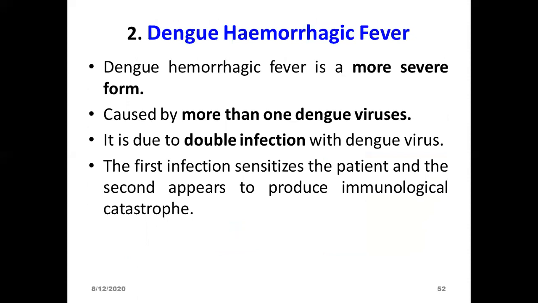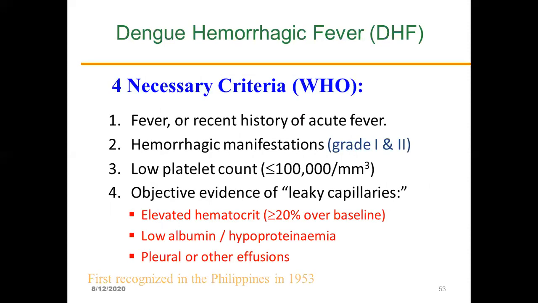Dengue hemorrhagic fever is a more severe form caused by more than one dengue virus serotype. So it is due to double infection with dengue viruses, more than one virus. The first infection sensitizes the patient and the second appears to produce an immunological catastrophe. There are four necessary criteria to label it dengue hemorrhagic fever by the World Health Organization.